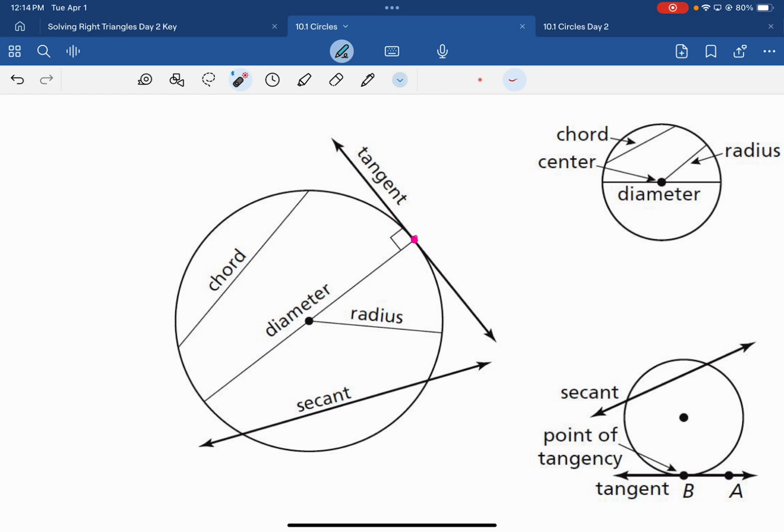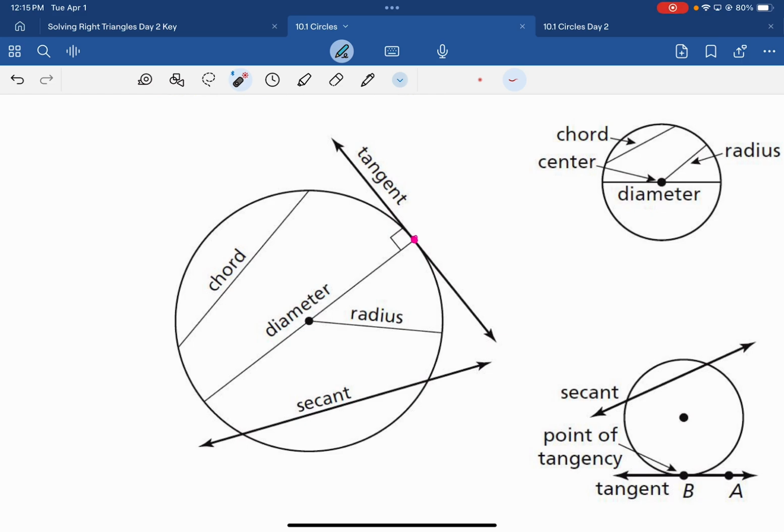Now, one that you might not have heard of before is called a chord. C-H-O-R-D, chord. It goes from the edge to the edge like that. What other one goes from the edge to the edge? Nope, not secant. Diameter. It goes from the edge to the edge like that. These are segments. That means they have beginning and end points.